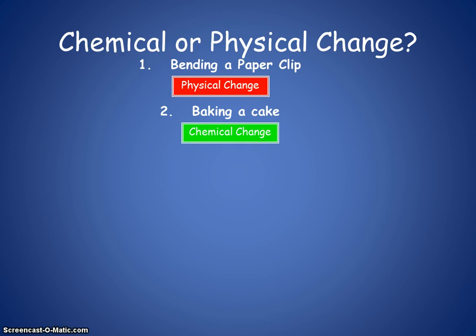It might have some of the same flavors, but it's definitely chemical because the reason a cake puffs up is because you've formed a gas. Those bubbles form a gas, and it's a chemical change.